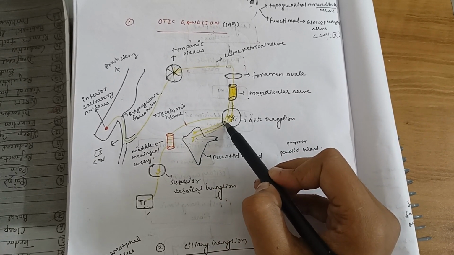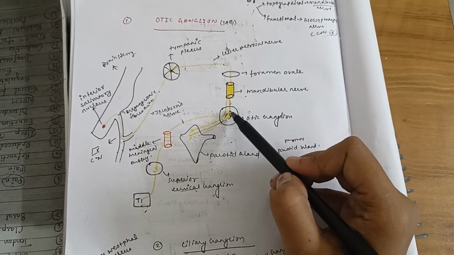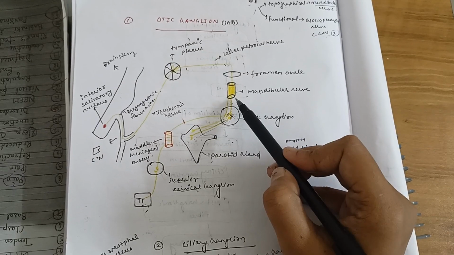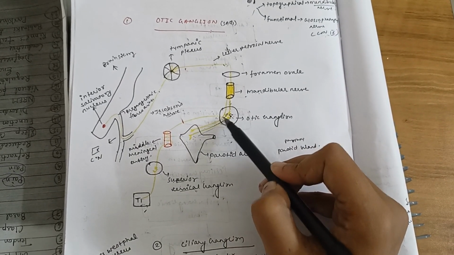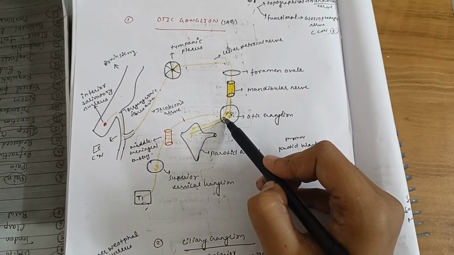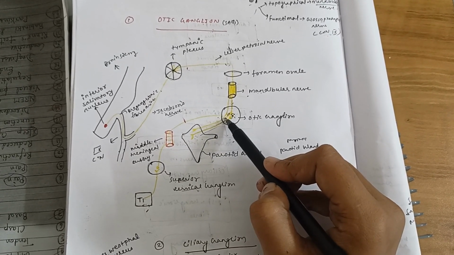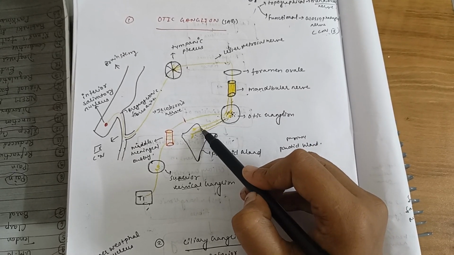But the important note is that in parasympathetic supply the fibers were relaying in Otic ganglion, but in sympathetic supply the fibers do not relay. So the fibers come to Otic ganglion, and then from here it does not relay, and then it supplies the parotid gland through the auriculotemporal nerve.